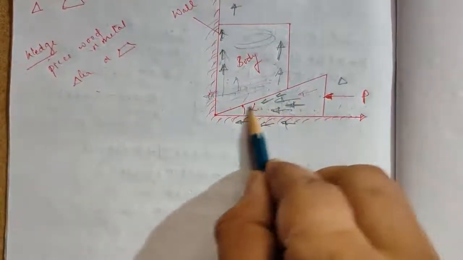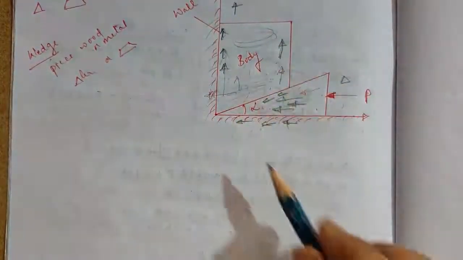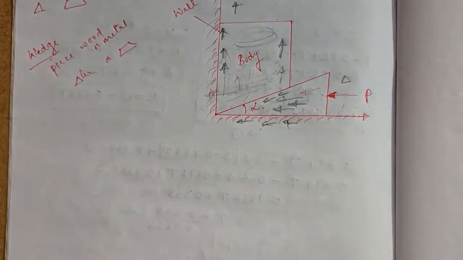So the motion of this wedge will be like this. It will be going up as it is restrained by the wall at one side. Now we will take the free body diagram of the body and also the wedge separately.